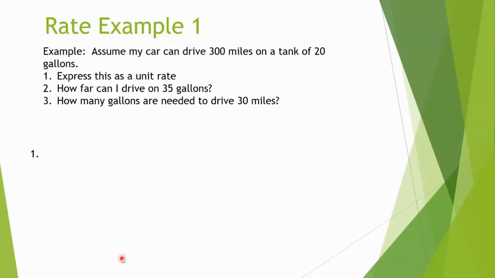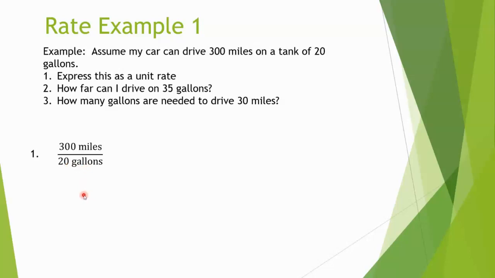So we have a rate there, don't we? And we want to express that as a unit rate. Well, as a rate, we have this: 300 miles divided by 20 gallons. Now, how do we get that as a unit rate? Well, what we have to do is essentially change this 20 into a 1. Of course, we have to do it algebraically.